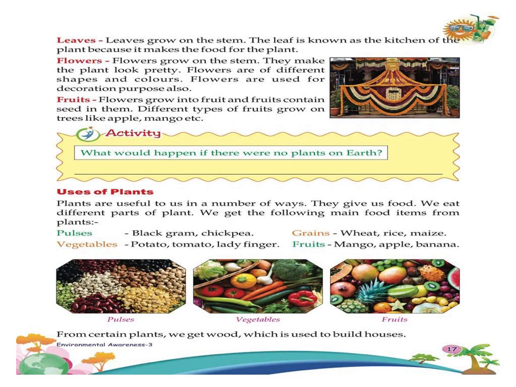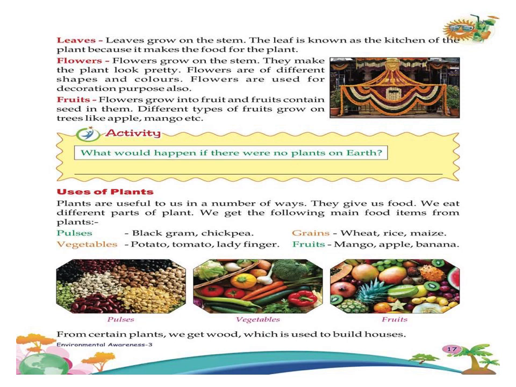Activity time. What would happen if there were no plants on the earth? Then we would not have any fresh air to breathe and fruits and vegetables to eat. Uses of plants. Plants are useful to us in a number of ways. They give us food. We eat different parts of plant.